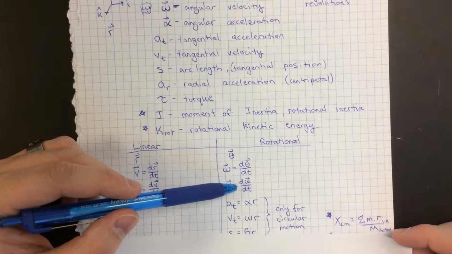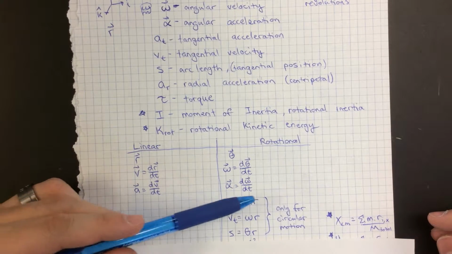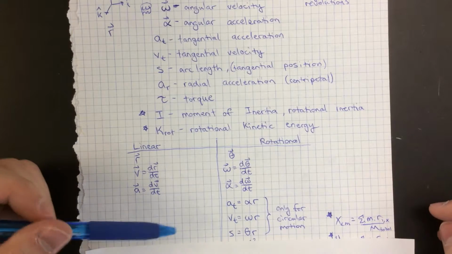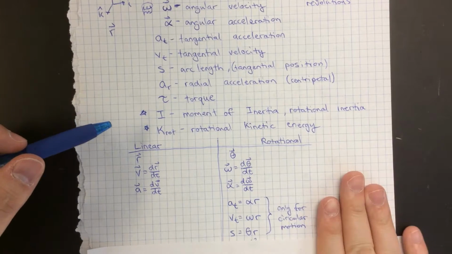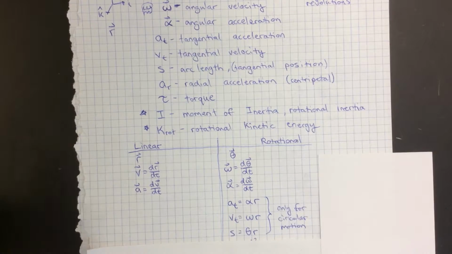Within circular motion itself, you had this connection between tangential and angular values. Don't worry about this thing on the side yet. Just ignore that. We'll come back to this one. Okay. So you got the circular stuff.